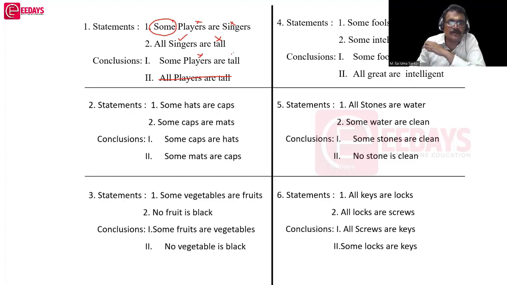Some players are tall. What is the distributive property? In the particular affirmative, both subject and predicate are not distributed. Then we can check the fourth property. If any term is distributed in the conclusion, that term must be distributed in the statement. Here no term is distributed in the conclusion, so this is a valid mediate inference.